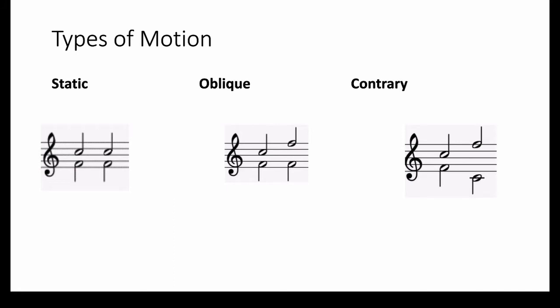The first type of motion between voices is static motion. Static motion isn't really motion at all. Neither voice moves in any direction.